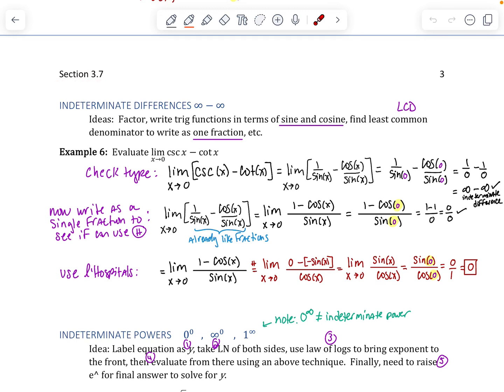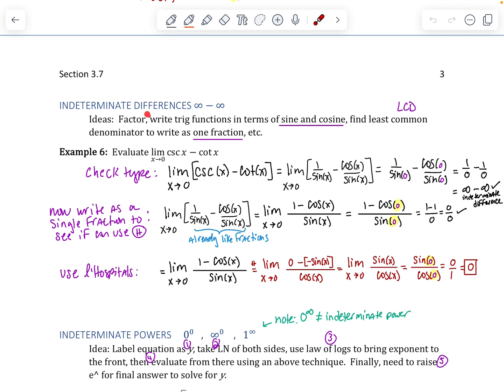Section 3.7 on L'Hopital's rule, page 3, the final page. So there's two last types of indeterminate form that we need to discuss. The first of the two is called differences. If we ever have infinity minus infinity, it's of indeterminate form that can be rewritten to qualify for L'Hopital's rule, and then we can find a limit.